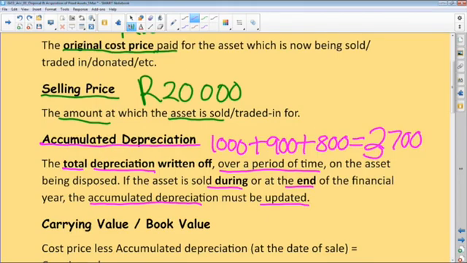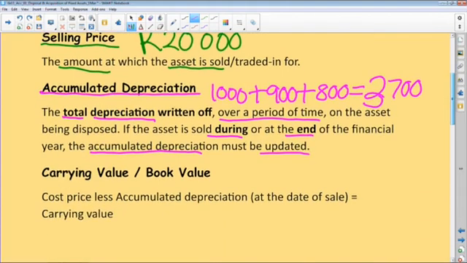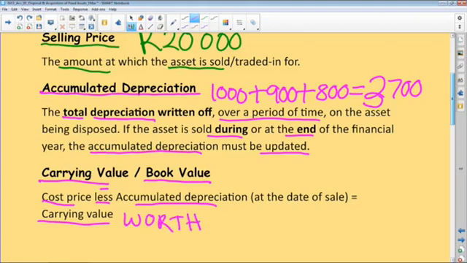Okay, with me. Right, next concept that is vital for you guys to remember, the term carrying value, which is also known as the book value. So let's go through the definition. The book value or the carrying value refers to your cost price less your accumulated depreciation at the date of sale. In other words, what is the actual worth of the asset being sold?